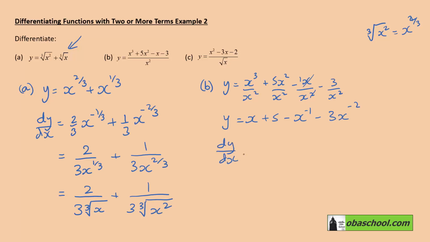So dy/dx is going to be 1. The 5 disappears. Now here the negative 1 comes down and multiplies this negative 1, so it becomes a plus, and we reduce the power by 1. Here the negative 2 comes down and multiplies the negative 3, so it becomes plus 6, and that'll be x to the negative 3 because we reduced the power by 1. And so we've got 1 add 1 over x squared plus 6 over x cubed.